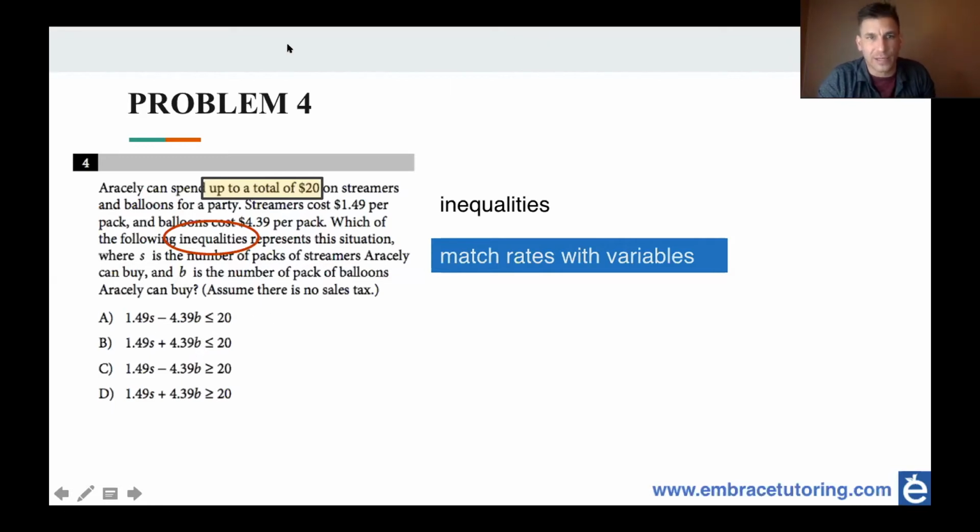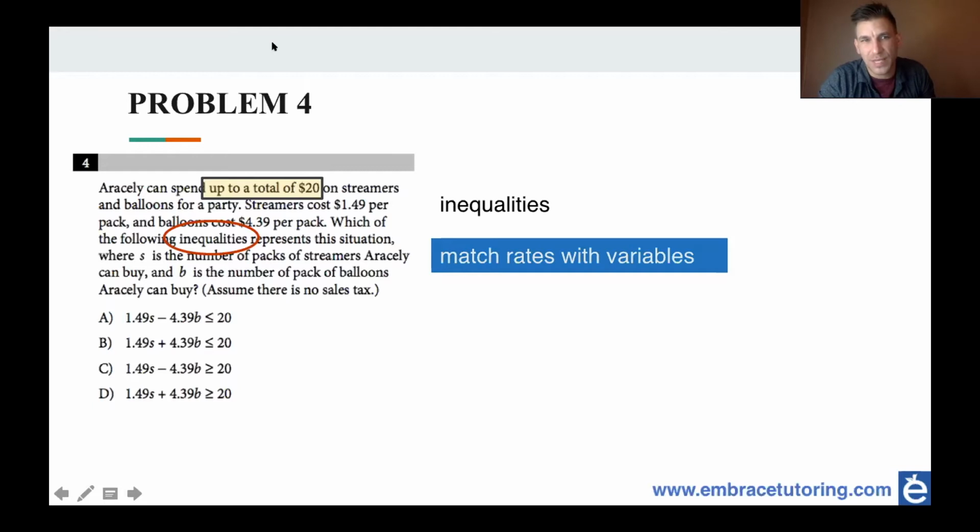Now, theoretically, if I'm breaking this down, immediately I know that it can't be C or D because of that, because A and B are both less than 20. So now I'm just attempting to match my variables with the rates for what these refer to. Streamers cost $1.49 per pack, and balloons cost $4.39 per pack. Which of the following inequalities represents this situation where S is the number of packs of streamers Raelyn bought, and B is the number of packs of balloons?